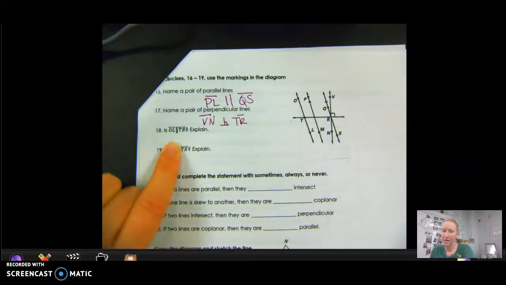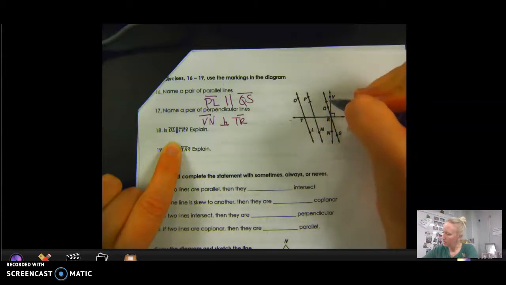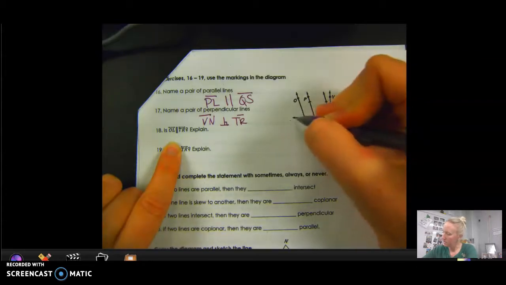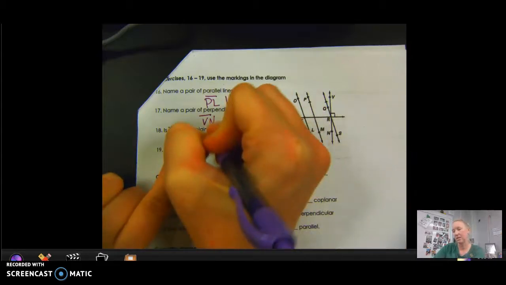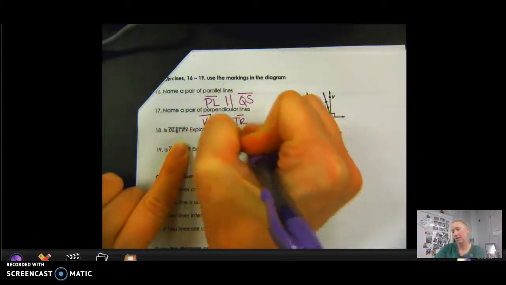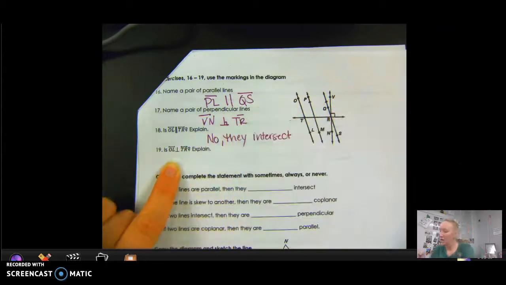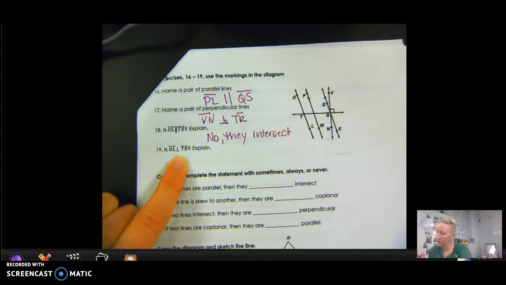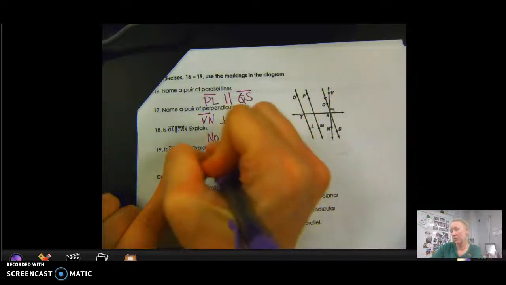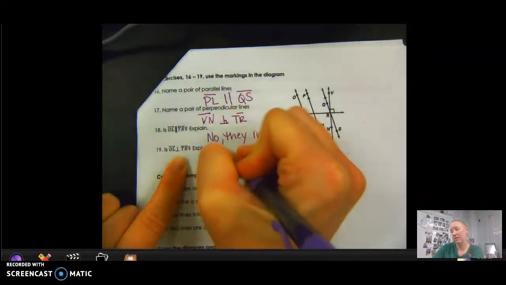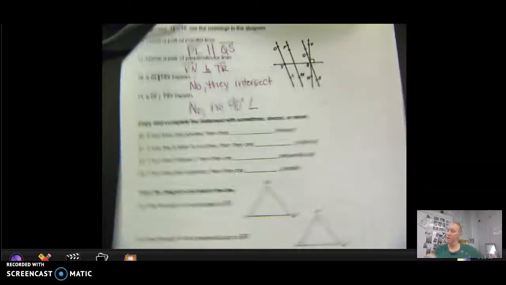Is OL parallel to TR? Here's OL, and here is TR. No, they intersect. Parallel lines will never intersect. So I can write they intersect. Is OL perpendicular to TR? OL, TR, no. Because it would have to have the 90-degree angle mark. So there's no 90-degree angle mark there.